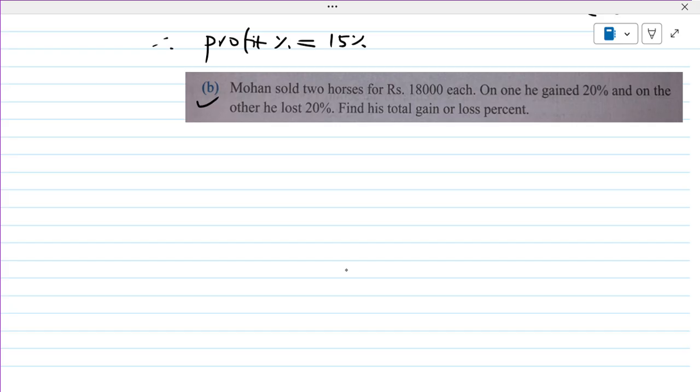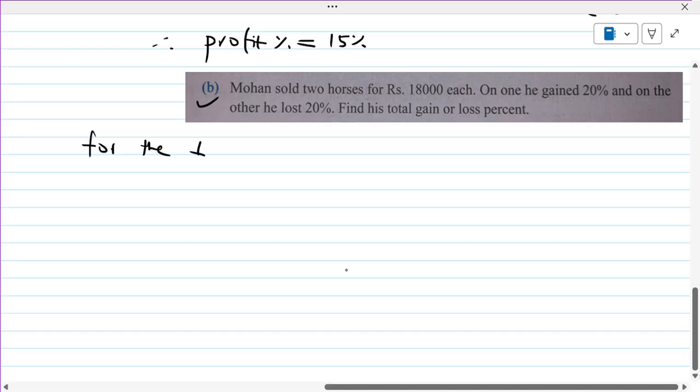And what's said here? He has sold 2 horses for rupees 18,000 each, and on the first horse he gained 20%, and in the second horse he lost 20%. So we have to find cost price of each horse, and then total sale price and total cost price we will find, and we get them compared, and through that we will find gain or loss, what has happened, and its percent. So let's go with the first horse.